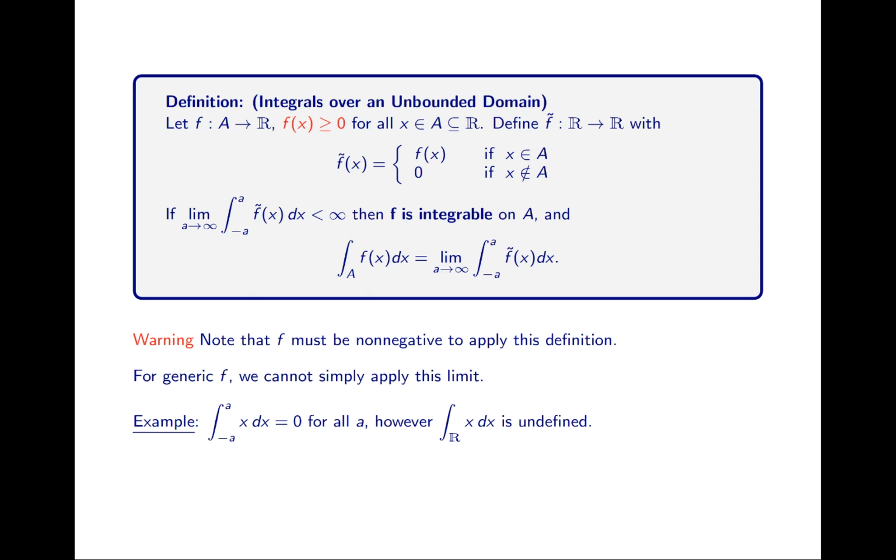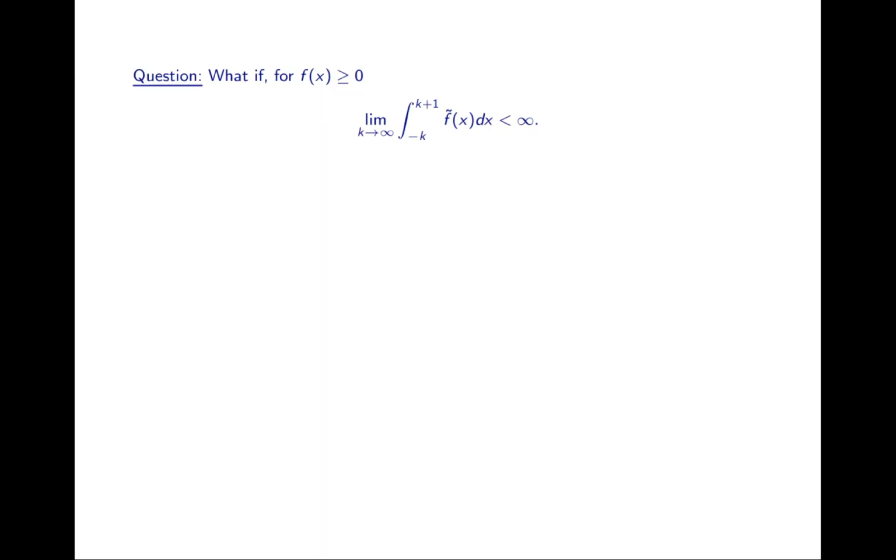So notice that in the definition, I'm taking the limit as a goes to infinity of an integral whose domain is symmetric around 0, the integral from negative a to a. But what if I take an integral that is not symmetric around 0? For example, the integral from negative k to k plus 1. As k goes to infinity, this integral domain still grows to cover the entire real line, but it doesn't do it in a symmetric way.